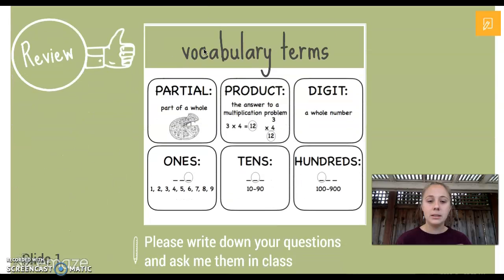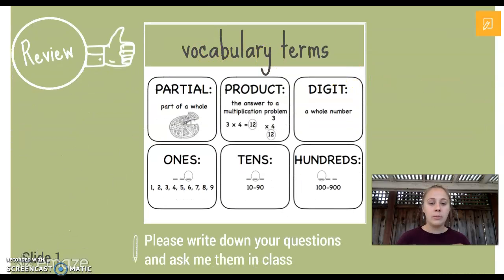The first thing we're going to talk about is the vocabulary terms for review. So, what does partial mean? Partial is a part of a whole. That means if I had a whole pizza and only got one slice, that's partial, a part of the pizza. And then product, what does that mean? Product is the answer to a multiplication problem. So say I had 3 times 4, what does that equal? Well, it equals 12, and 12 would be labeled the product.